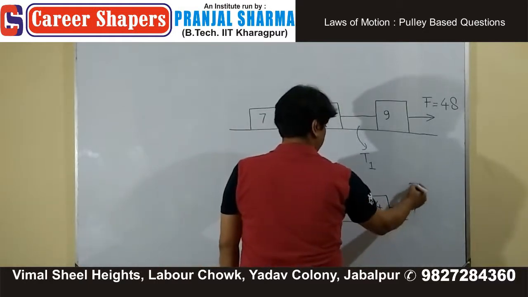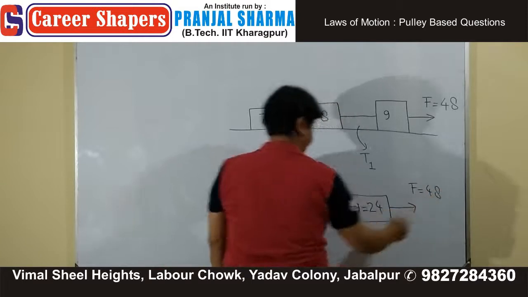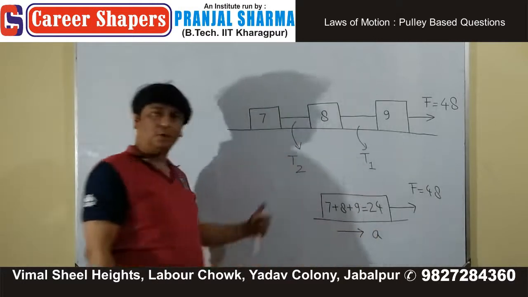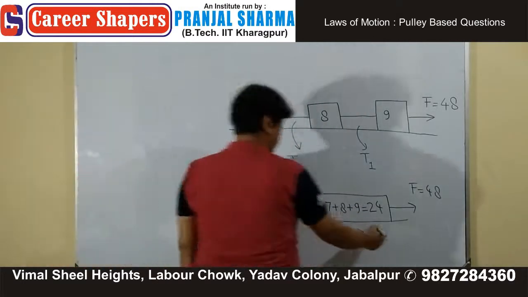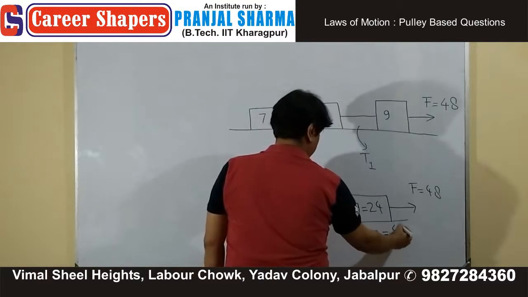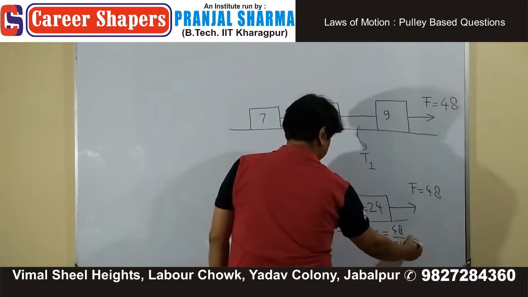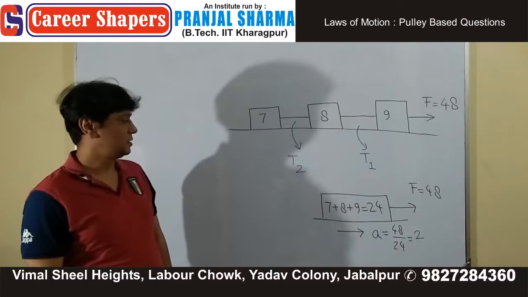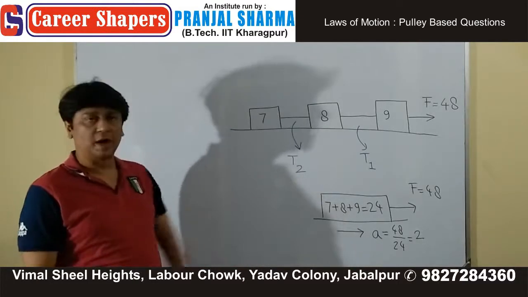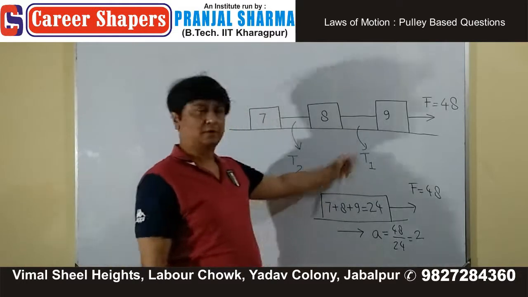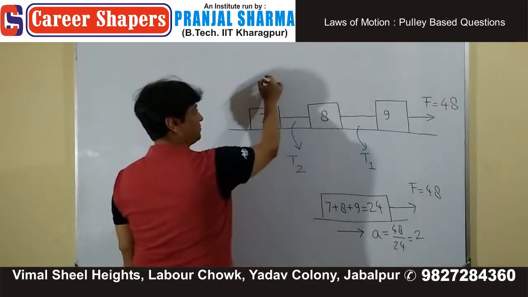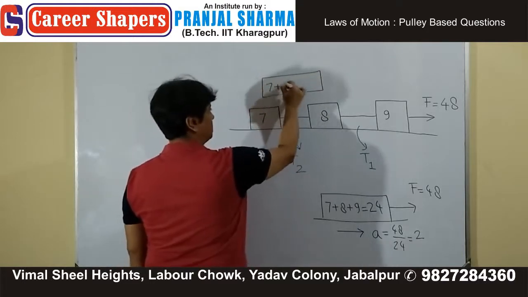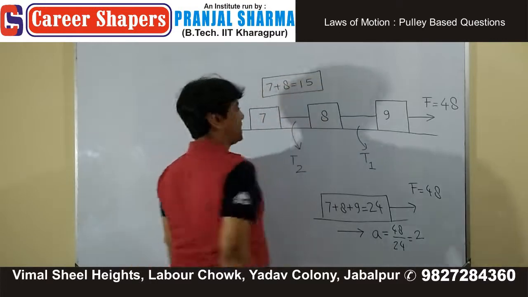You have a pulling force of 48. This thing is accelerated in this direction with A, the whole system. What is A? 48 divided by 24, 2. That's the acceleration, 2 meters per second square. Once you found A, if I ask you what is T1, for T1, group 7 and 8 together, which makes it 15.